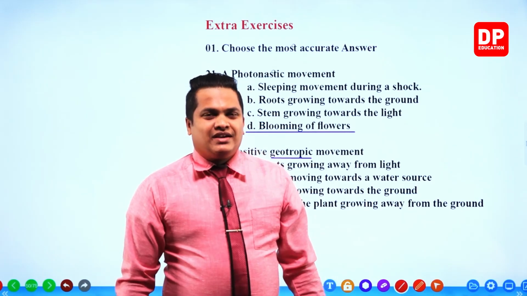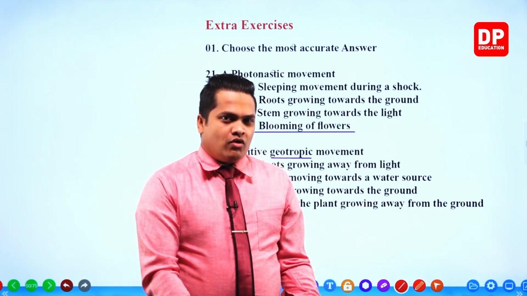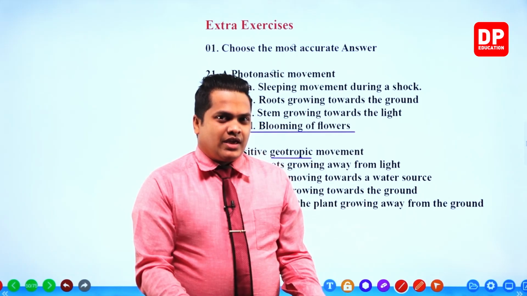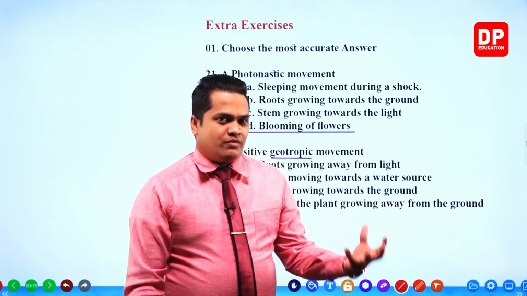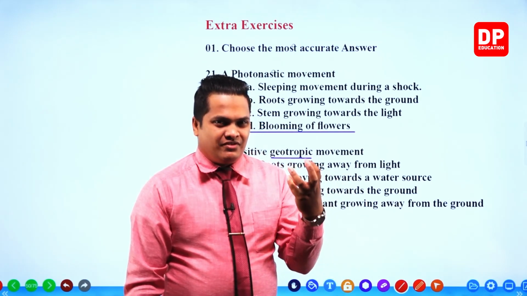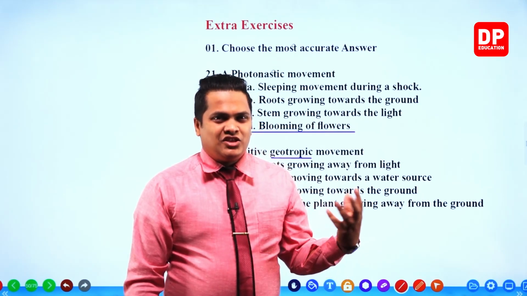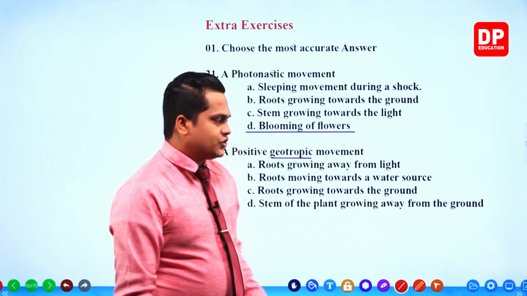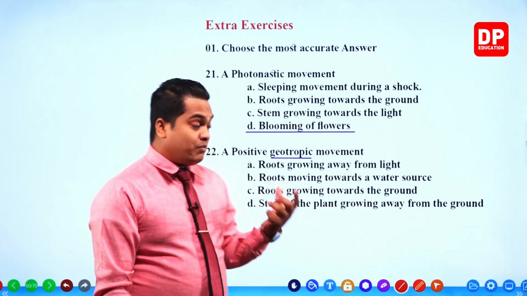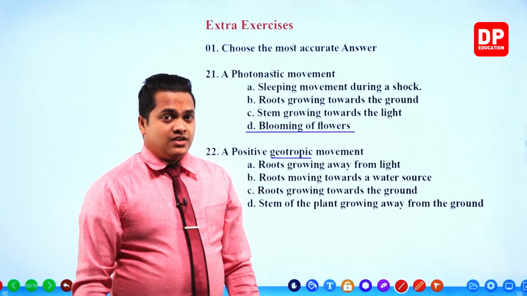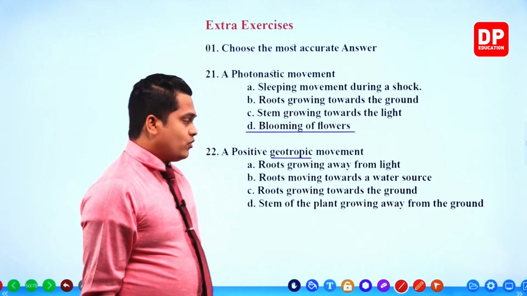Because you know that gravity is always acting towards the ground, towards the core of the earth. So the core of the earth is towards the ground. No problem. We need to keep these things in our mind. So simply we can refer to geo as ground. Geotrophic means towards or away from the ground. Positive geotrophic means towards the ground.